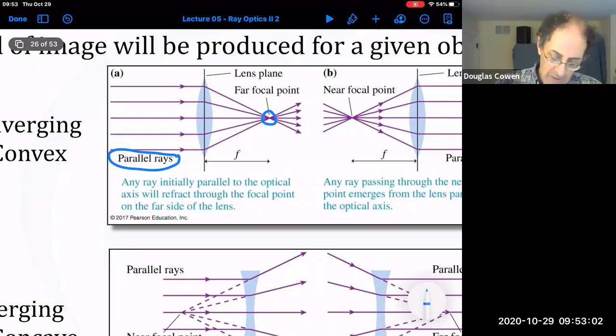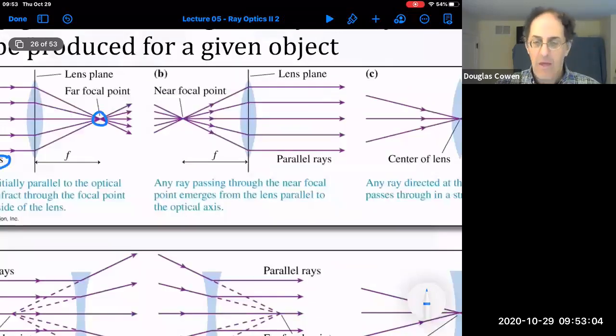Another set of rays you can have are rays that are emerging from the focal point on the left-hand side of the lens in this case. What will they do when they go through the lens? What will they look like on the other side, on the right-hand side of the lens? And in that case, as you could imagine from symmetry arguments, they will come out all parallel.